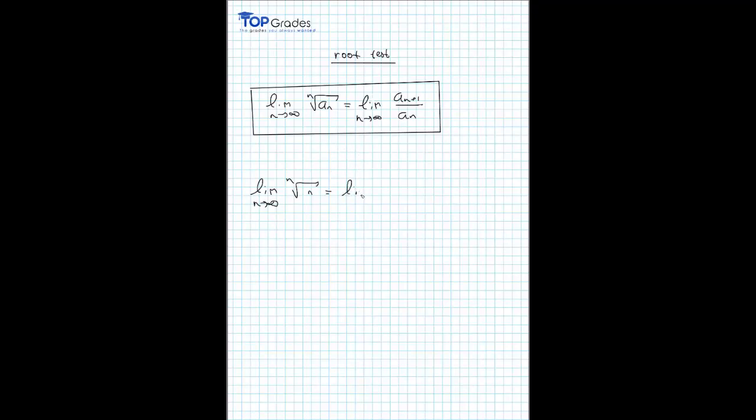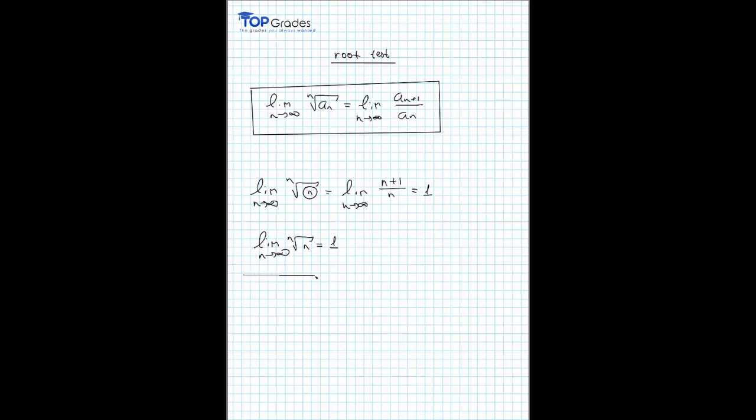It's like doing the ratio test. We take the inner part, what's inside the root, and we just say it's n plus 1 divided by n, because we are doing this. The limit of this is 1. So what does it mean? That the limit of this sequence is also equal to 1. Very, very easy.